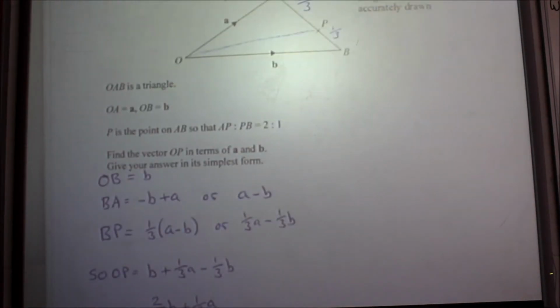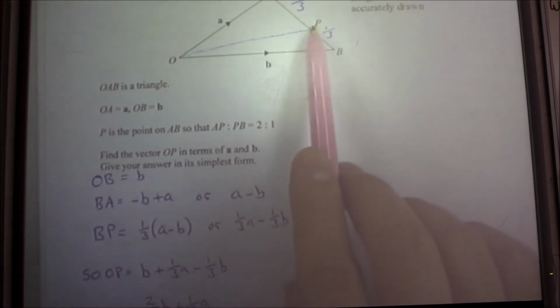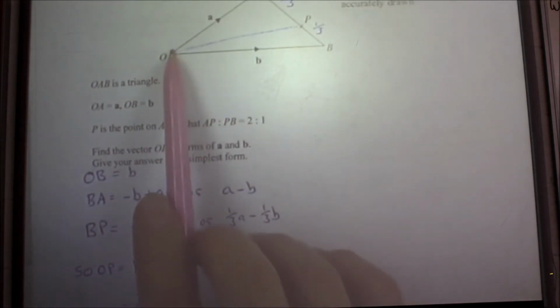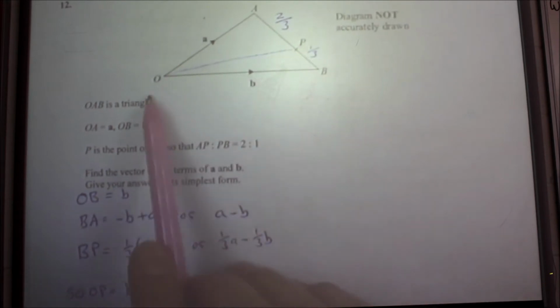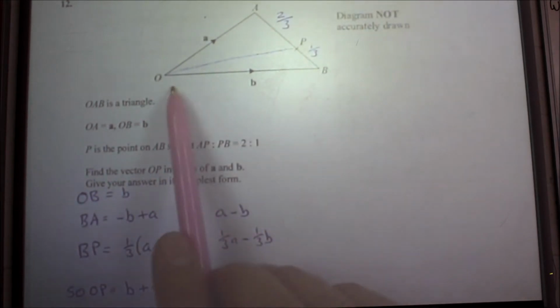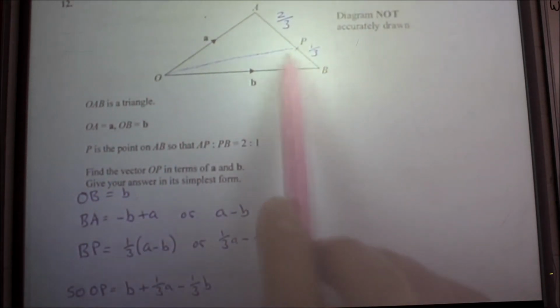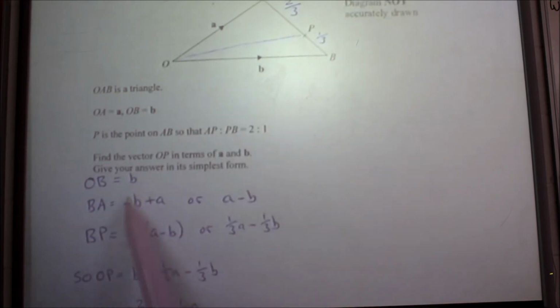Question number 12. Okay, question 12. It's a vectors question. Find the vector OP in terms of A and B. First of all, what you've got to do here, you've got to go from O to P. So we're going to go along OB, and we're going to go back up there. So O to B is just B.